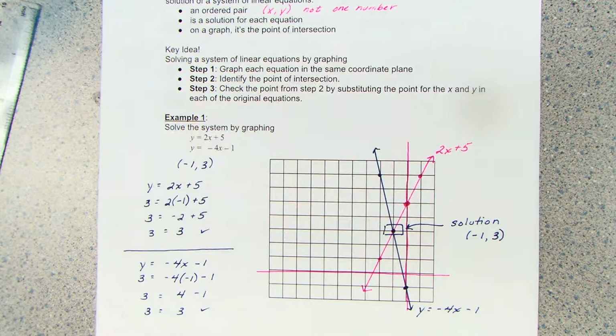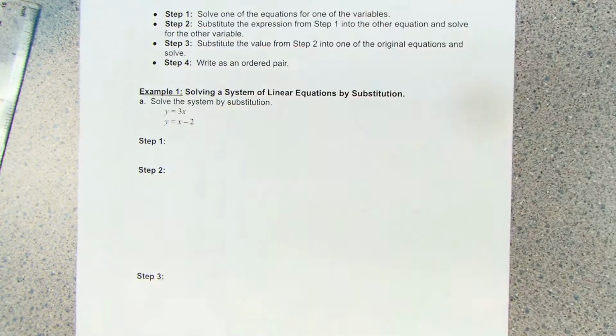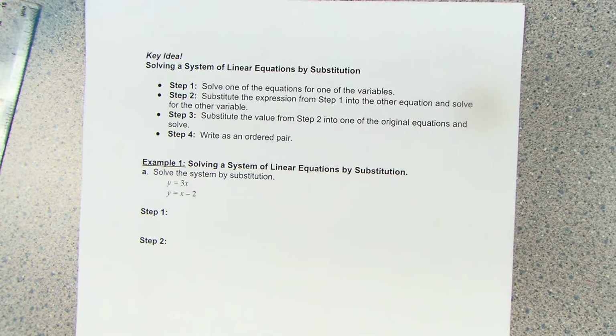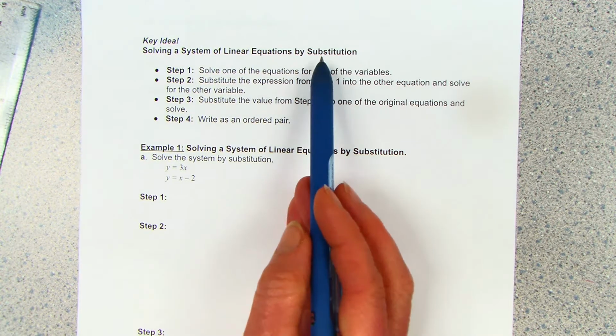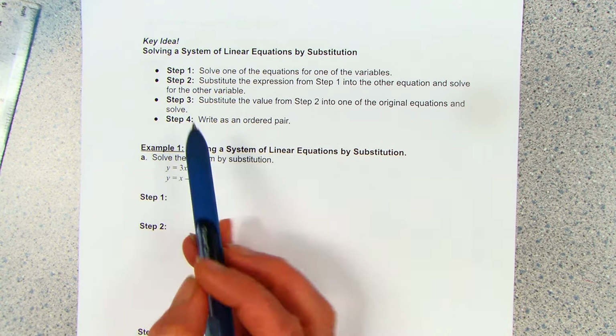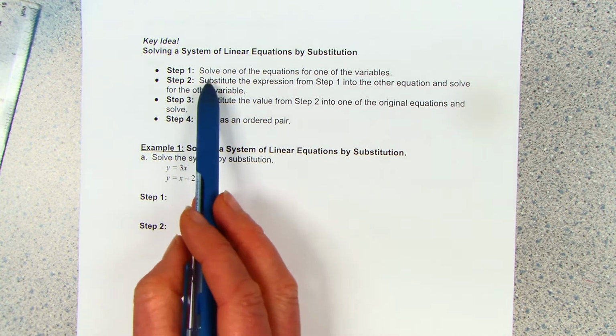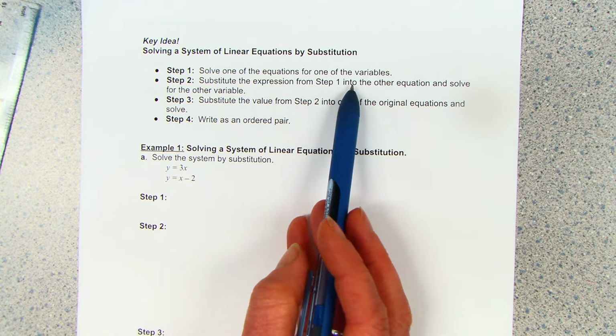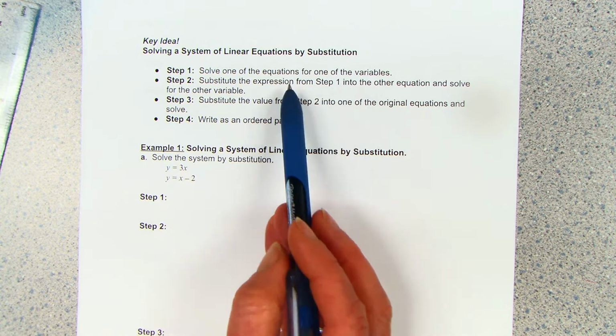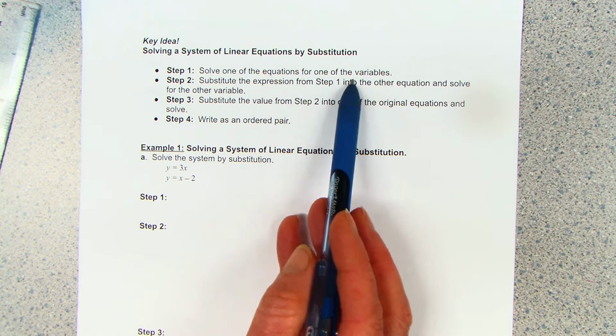Okay, and so this was section 5.1. Then 5.2 goes into our second strategy, which is solving by substitution, right? To solve by substitution, you solve one of the equations for one of the variables. So you'll solve for either x or for y.